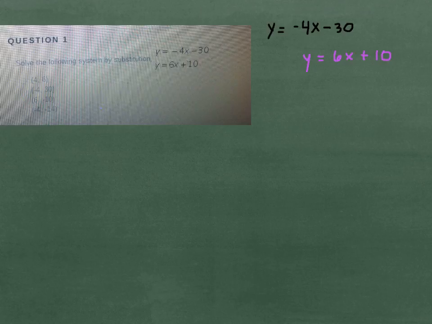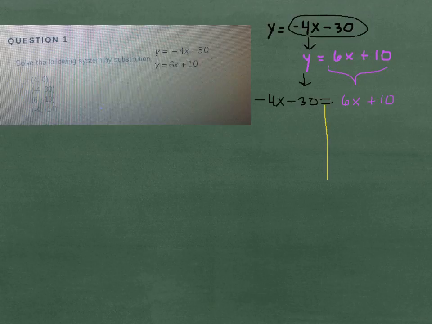I'm going to take everything that y equals and plug it into the y spot in the equation below. So instead of putting y, I'm going to put negative 4x minus 30 equals, and then I'm going to drop what it says over here, 6x plus 10. Okay, so I'm going to put a line down the equal sign, and I'm just going to solve for x.